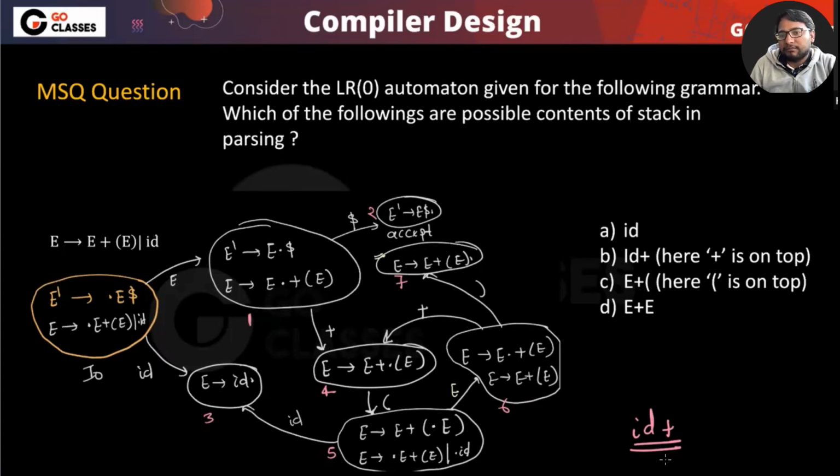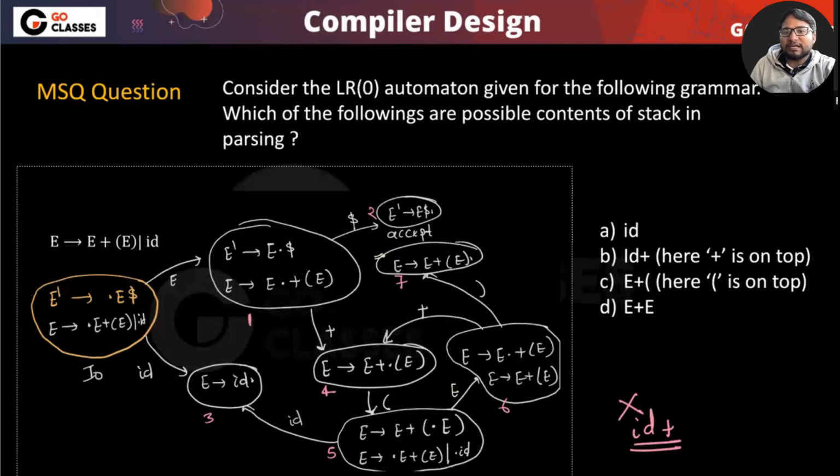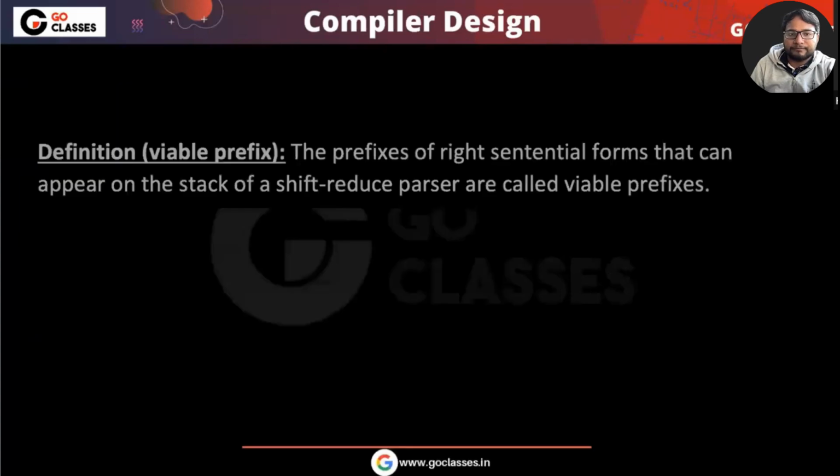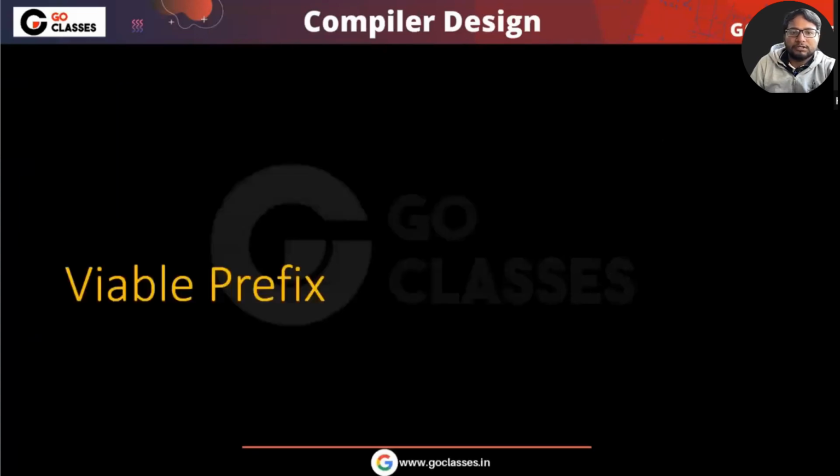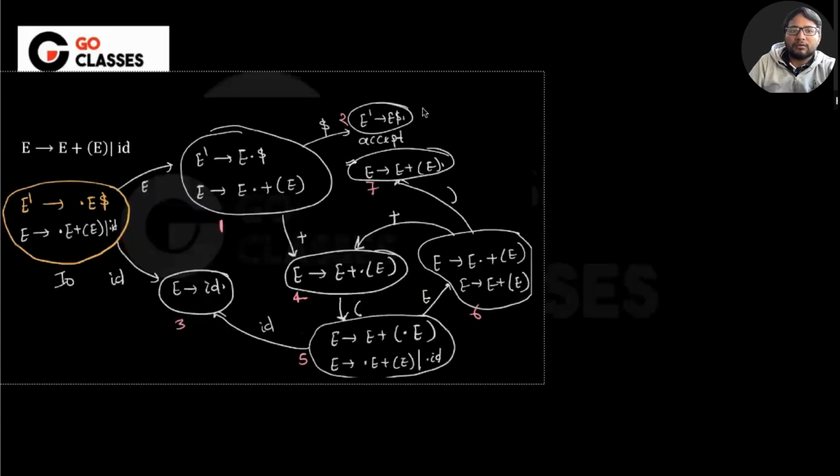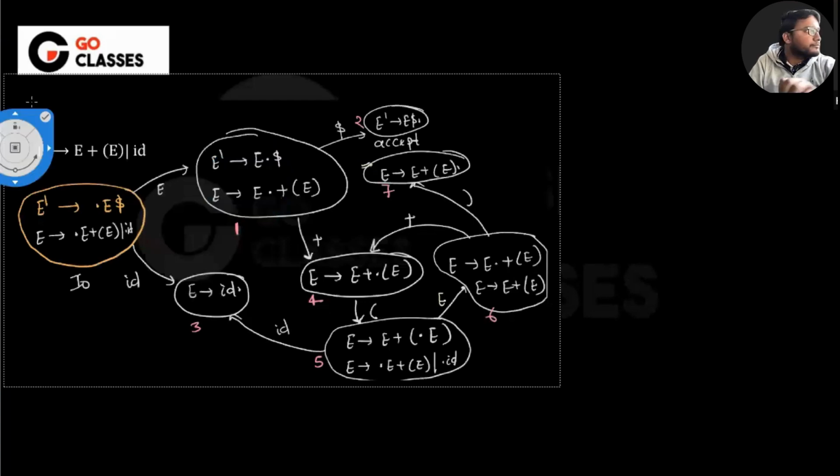Do you think? No, right? Because whenever ID is coming, you will reduce it to capital E and then only you will shift it. You will not shift it without reducing, right? So it can never appear on the stack. There are a few things that can appear on the stack, and a few things that can never appear. So if I ask you what are the things that can appear on the stack, can you tell me?